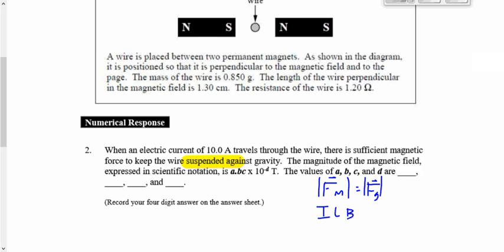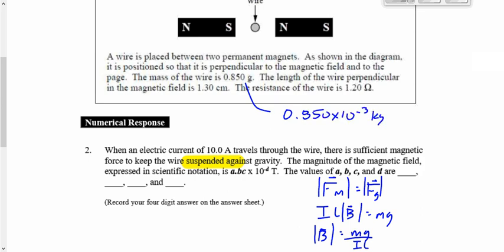So we'll say I times L times B is equal to M times G. Now we're going to solve for B here. I get mg over I times L. I've got the mass here. Do I have the mass? Yep. We're going to convert that to kilograms. So 0.850 times 10 to the minus 3 kilograms. And we're going to convert the length here to meters. We'll say 0.0130 meters. Sub those in, we get a magnetic field strength of 6.41 times 10 to the minus 2, or 641.2.